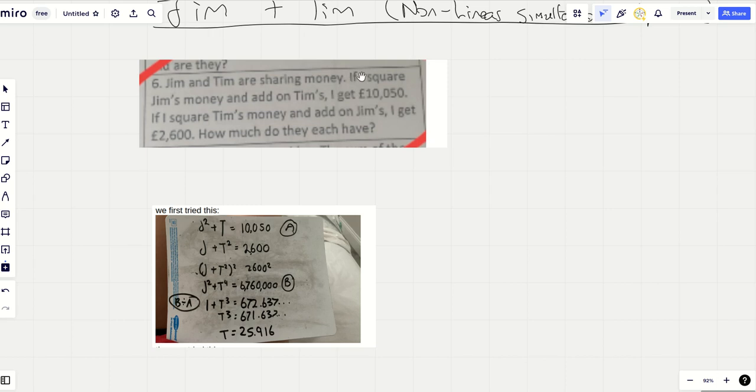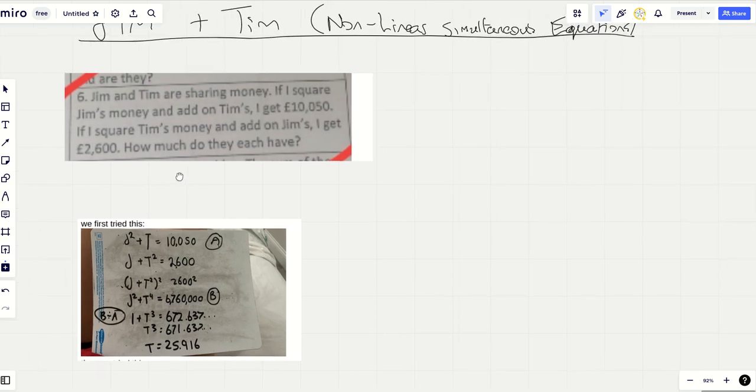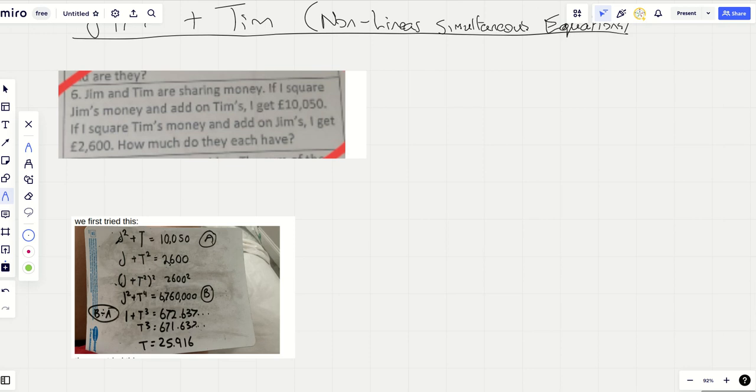Okay, so we've got Jim and Tim sharing money. If I square Jim's money and add on Tim's, I get 10 grand and 50 pounds. If I square Tim's money and add on Jim's, I get 2,600. How much do they each have? Well, I completely agree with your framing of the problem that J squared plus T is 10,050, but J plus T squared is 2,600. Absolutely, yeah?